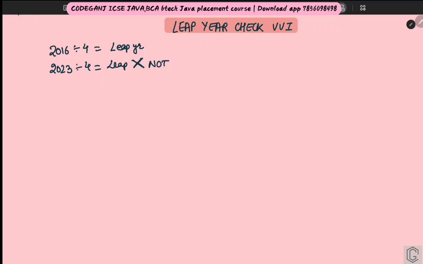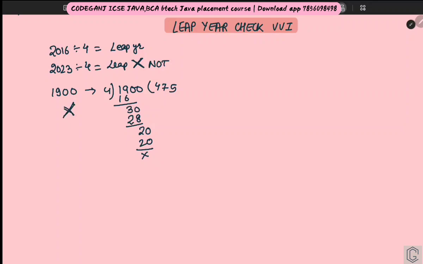But suppose I give you something called 1900. Now if you see this, let us try to divide it by 4 first. 4 sixteens are 16, you get 3, 0, you get 7, you get 28, you get 2, and you get 0. So you know that it is divisible, so you would say that it is a leap year, but this is not a leap year.